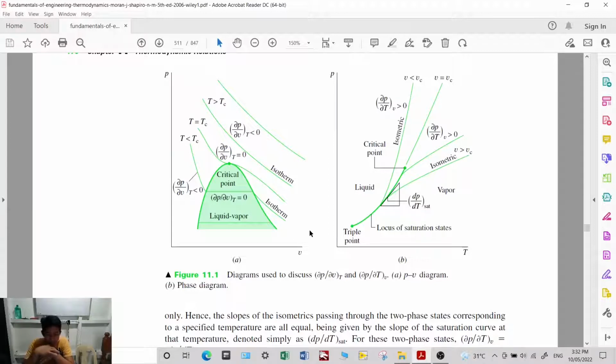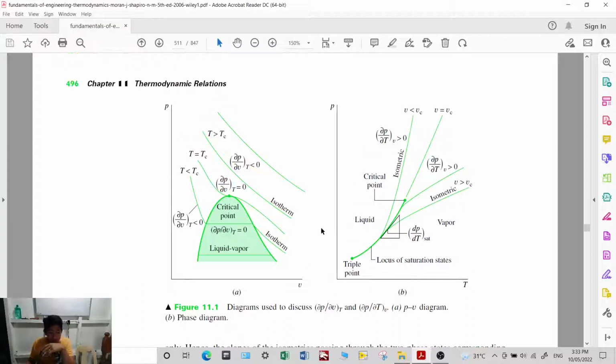So, this is the PV diagram and the pressure-temperature diagram. In the PV diagram, those lines are lines of constant temperature. And the slope of pressure with respect to V at the critical point is 0.